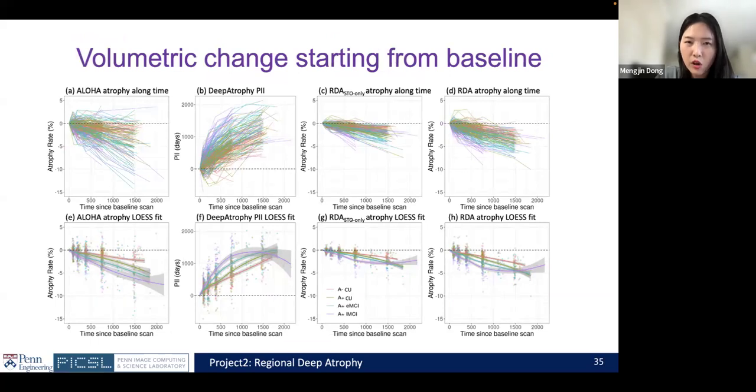And then if we look at the volumetric changes, starting from the baseline, we have Aloha, deep atrophy, RDA STO only, and RDA. We found that Aloha has straight lines, like we want to have straight lines because we're assuming linear progression for hippocampus. And with RDA, we will be able to have a more linear relationship compared to deep atrophy. This can be observed maybe more clearly in this plot.